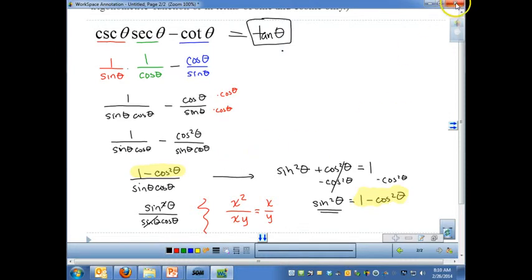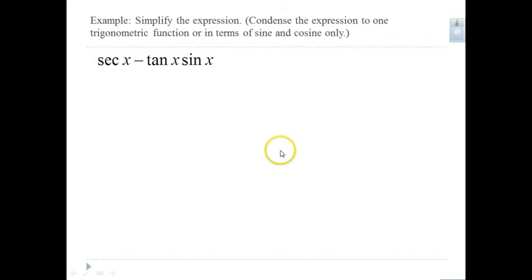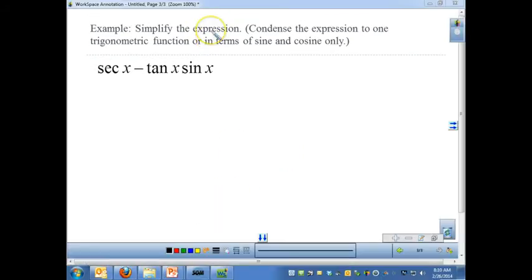So let's look at another one. So think about what we need to do first. Our goal is to combine it all into one. The first thing that we're going to try is rewriting everything just as sines and cosines. It's generally the first place we start. So secant, look at your chart. Secant is equal to what? Well, it's equal to 1 over the cosine. So I'm going to replace that. And this time it says x, so we'll go ahead and write x's. It doesn't matter. Then we have tangent of x times sine of x.